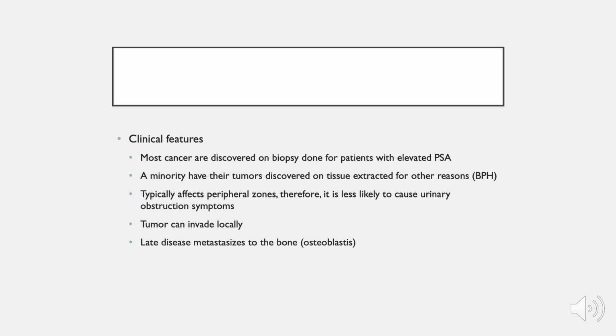Cancer typically affects the peripheral zone, unlike BPH, which affects the transitional zone. Tumors can invade locally in the pelvis, and when they metastasize, they go typically to the bone. The bone involvement is osteoblastic, which is opposite to osteolytic, common to other cancers. Prostate cancer is one of the few cancers that causes an osteoblastic reaction in the bone.